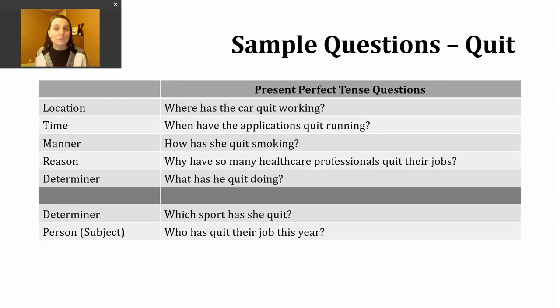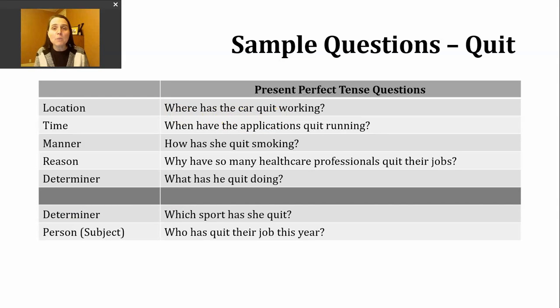So somebody could ask, where has the car quit working? So again, we're following our structure of question word, has, the car is our subject, then we have our participle form of the verb, which is just the same as our base verb.